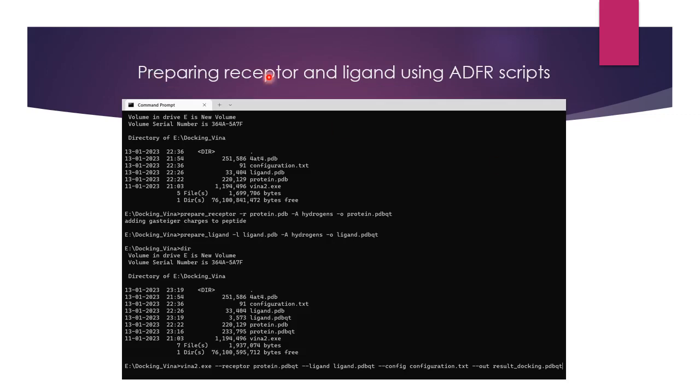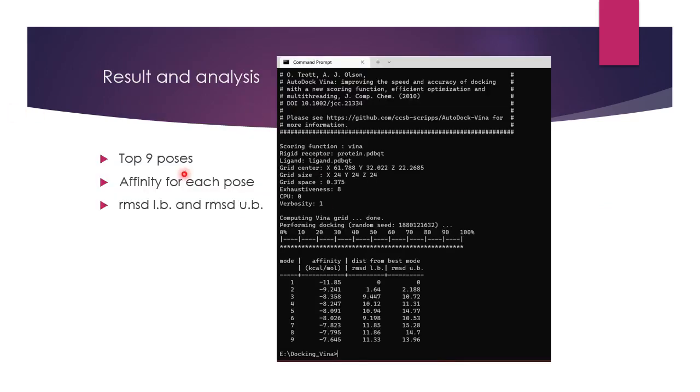Then preparation of receptor and ligand using the ADFR script. Then this is the result. Total 9 poses. So affinity of all the poses is given and RMSD value. So you can see there is a better performance when I used the AutoDock Vina executable and did the preparation through ADFR scripts.